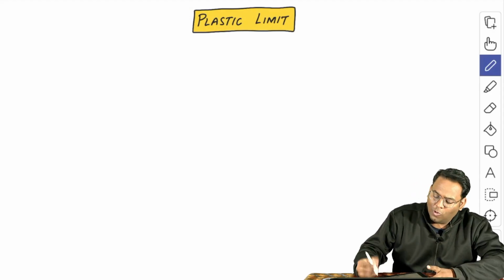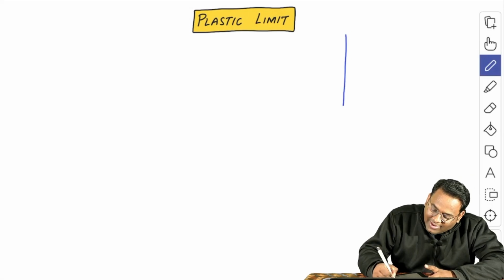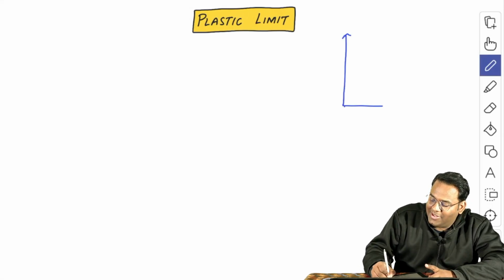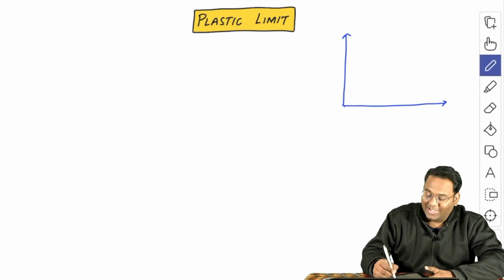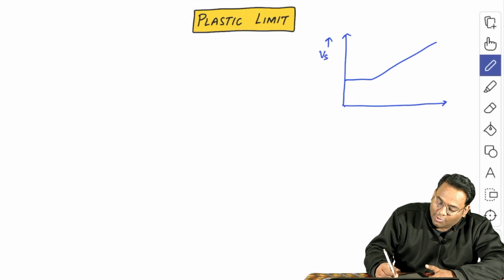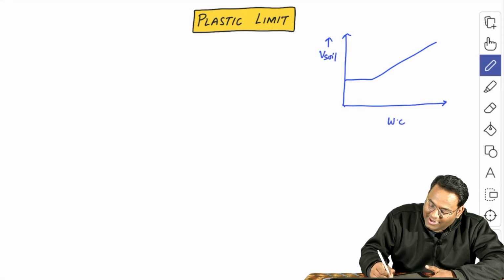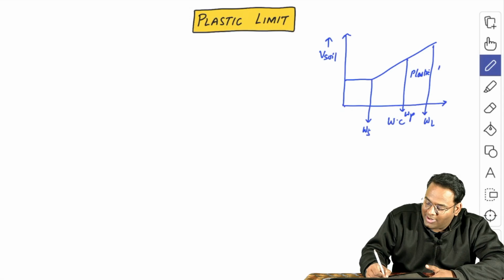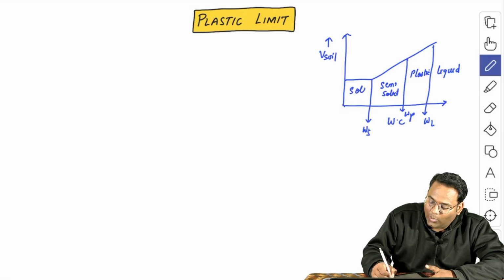Now let us go back to the consistency graph that we plotted in the beginning of this section, where we plotted a graph between volume of a soil and the water content, and here we marked some limits as the shrinkage limit, plastic limit, and we also plotted the liquid limit. Here we have also plotted the different states of the soil as the solid, semi-solid, plastic and liquid state.